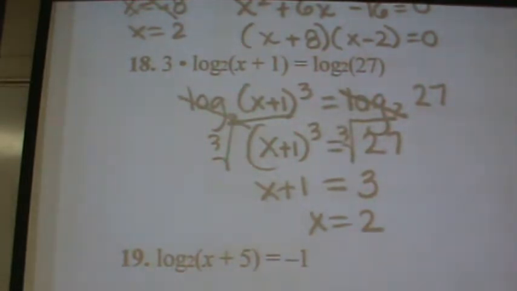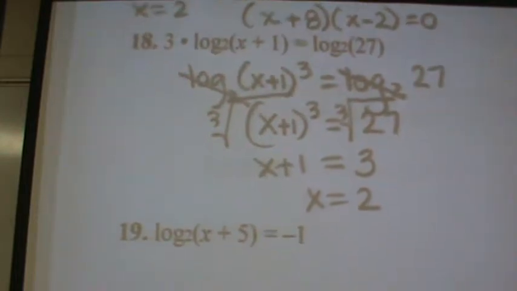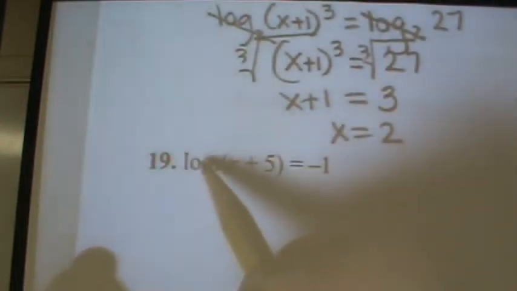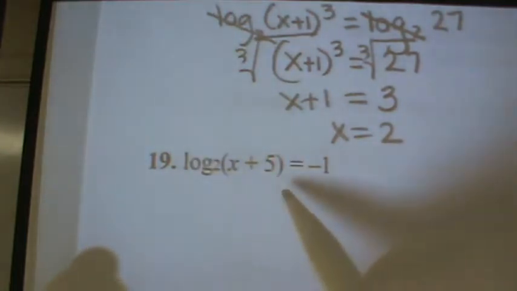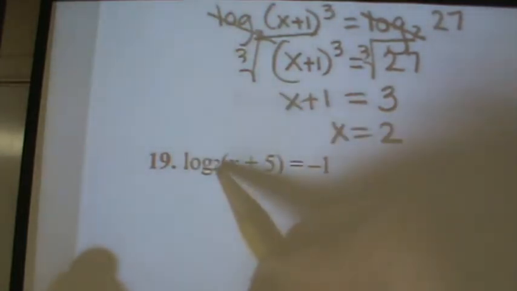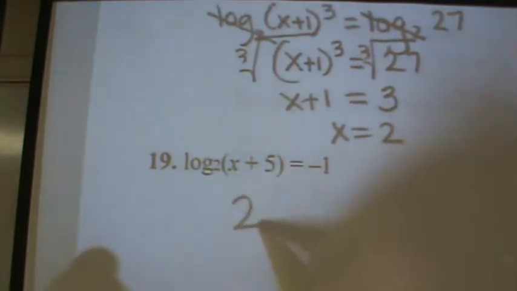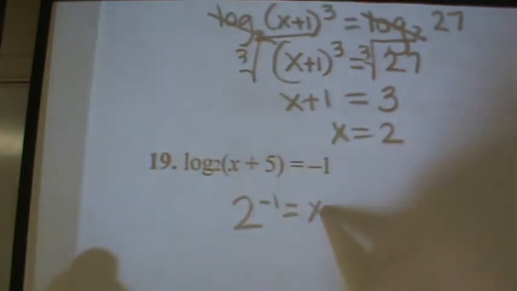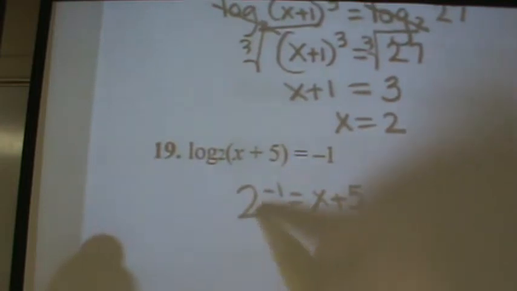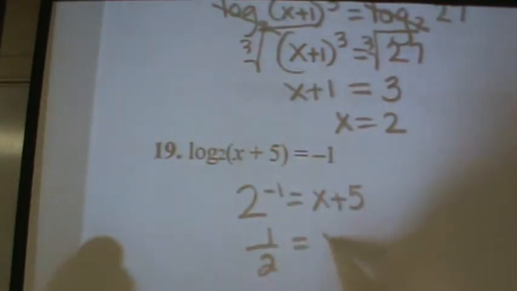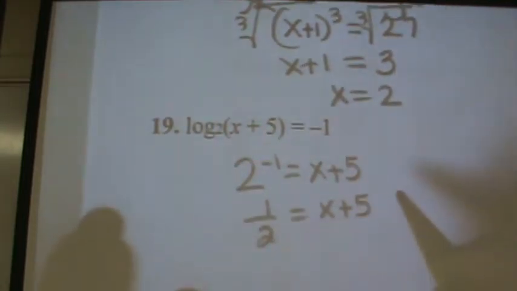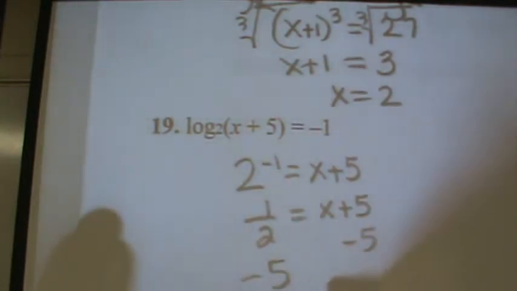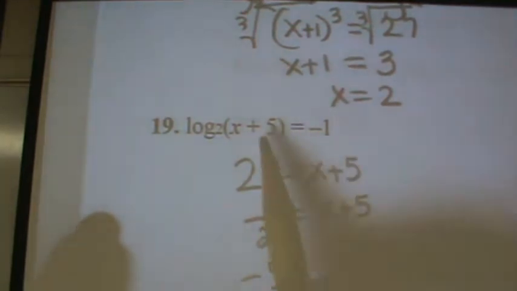Now the last 6 problems are like what we did in class yesterday. You can't just cross this log base 2 out. You have to rewrite these. So this is 2 to the negative 1 power is equal to x plus 5. Well, 2 to the negative 1 power is 1/2. If you were to subtract 5, you're going to get x is negative 4.5, which works.